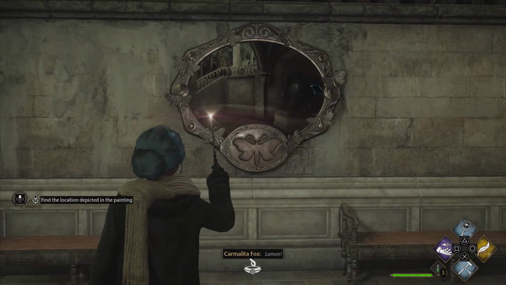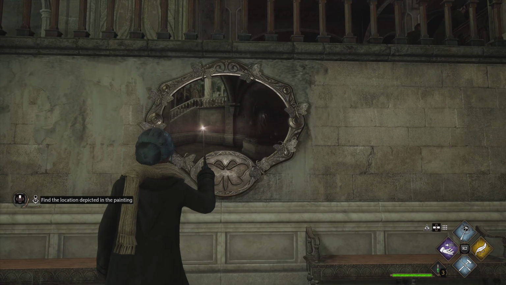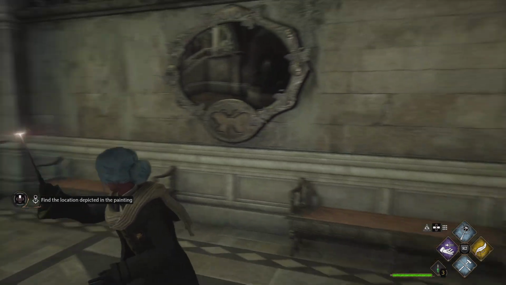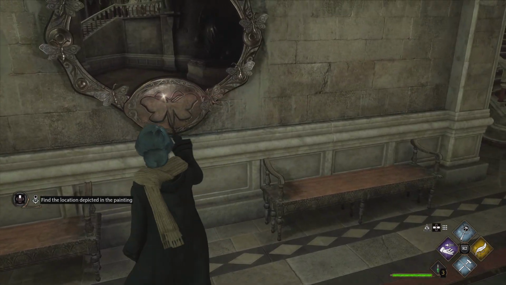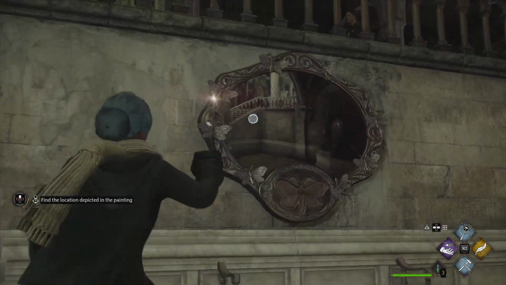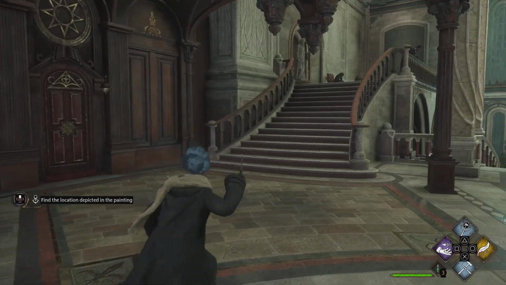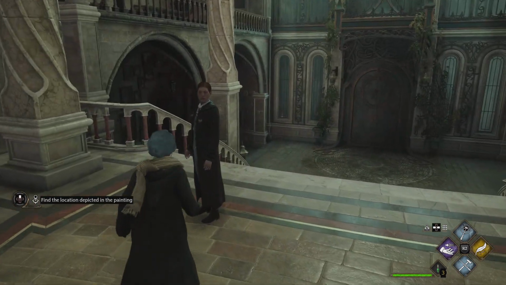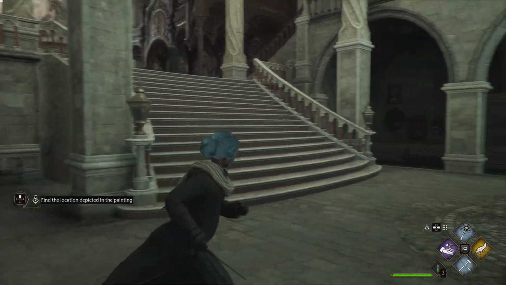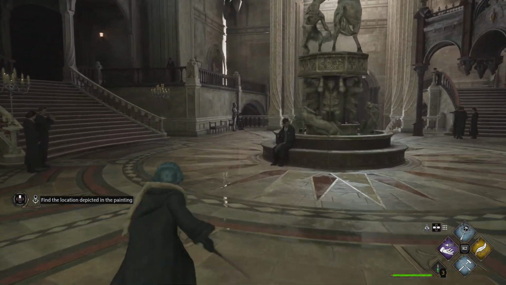Lumos. That spot must be a clue. I should look around in case it's nearby. Just how would I know? Oh, is that it? It's too dark. Okay, so it's a statue of Marcus next to a stairway. Alright, well, if I see it somehow, I'll keep an eye out. White guy. Let's see. It could be anywhere. To be honest, there's a lot of stairs in this game.